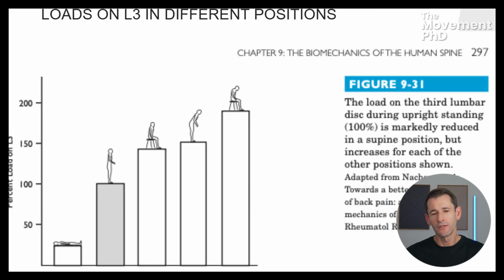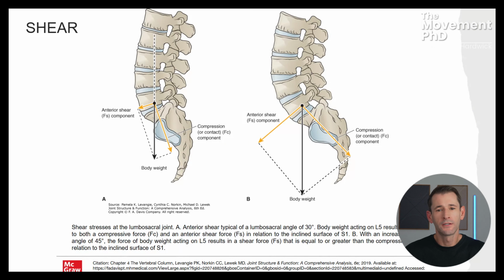So that's going to increase that moment arm, increasing the forces on that lumbar spine. So sitting and slouching is the absolute worst thing we can do with loads on that lumbar spine. Let's talk about the anterior shear forces on that lumbar spine now.